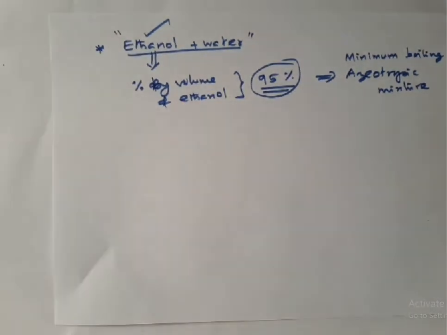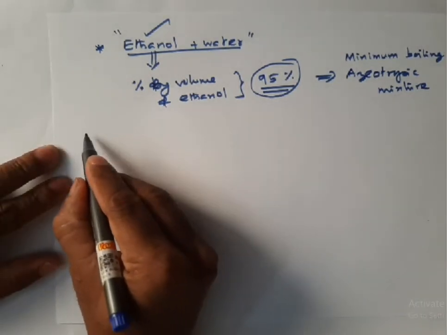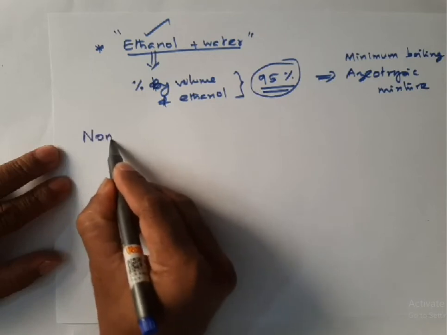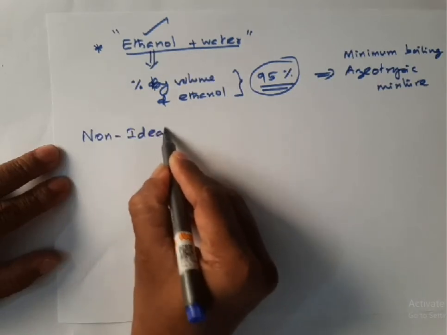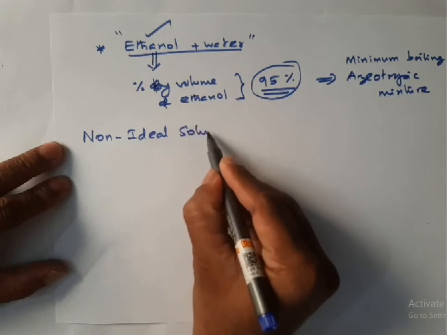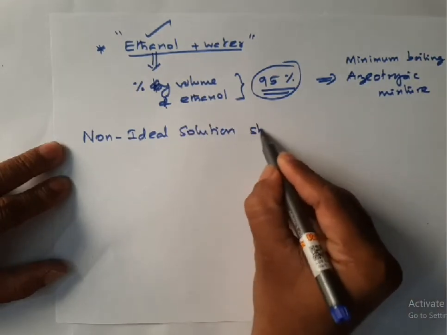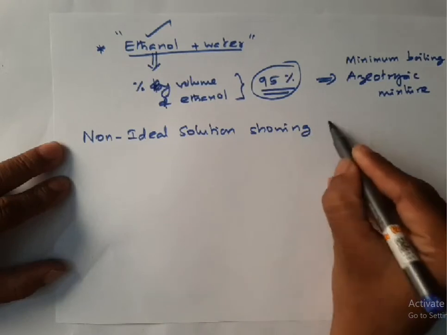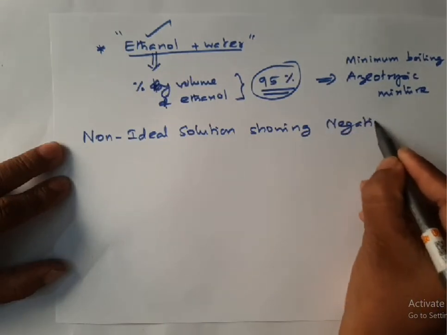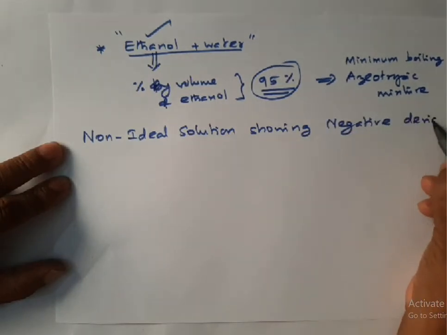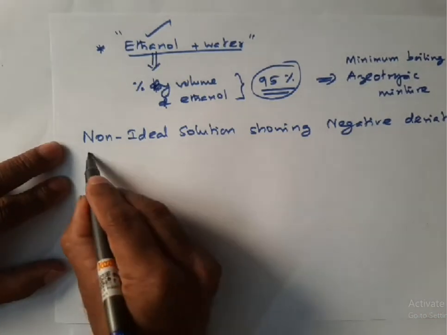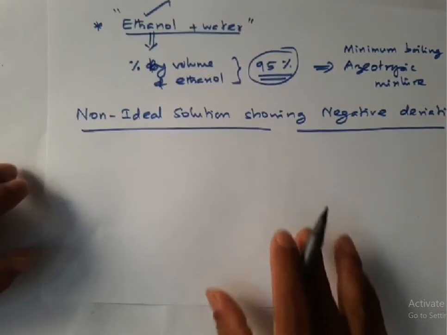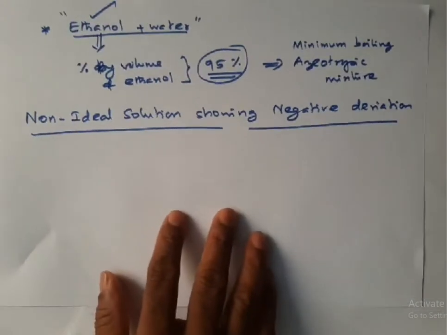So this is regarding positive deviation. Now, let me go to the next one called negative deviation. Non-ideal solution showing negative deviation from ideal behavior. What is meant by that?